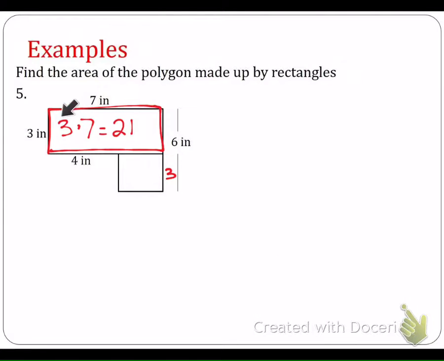All right? Now, if you're going this way, we have 7, but 4 of it's right here. So it's 3. You just subtract this segment from this segment. So that's 3 as well. And what's 3 times 3? 9. Now I take those two and add them together. 30.